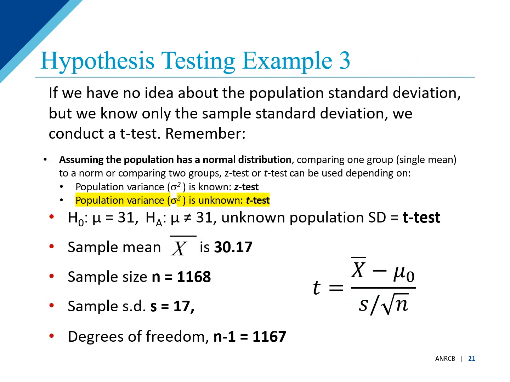Now, if we want to compare our mean age to the population norm, but we do not know the standard deviation of the population mean age, we use a t-test. T-test can be used when population variance is unknown. T is equal to the sample mean minus the population mean over the sample standard deviation divided by the square root of the sample size. To use a t-test table, we need to know the degrees of freedom of our test, which is the sample size minus 1.